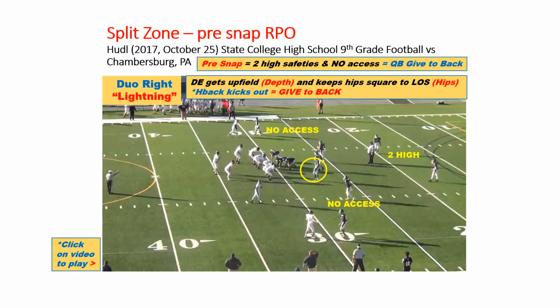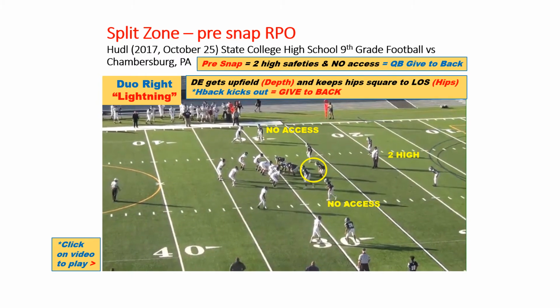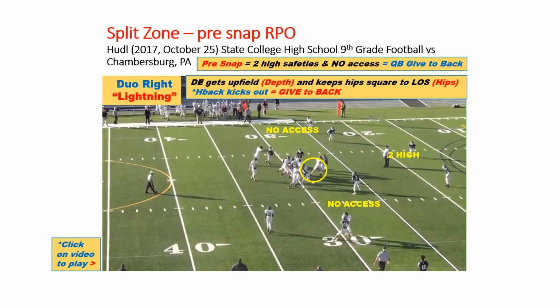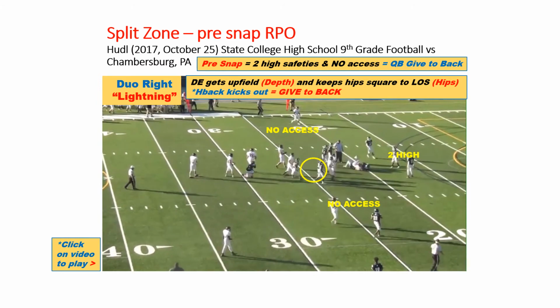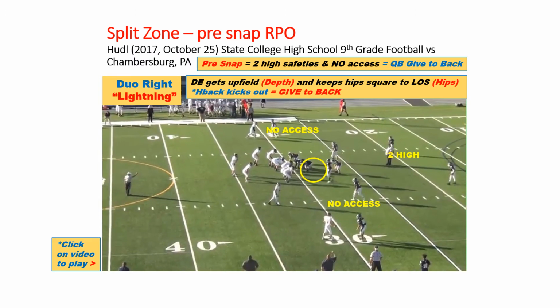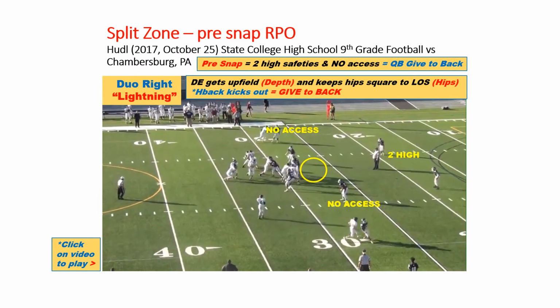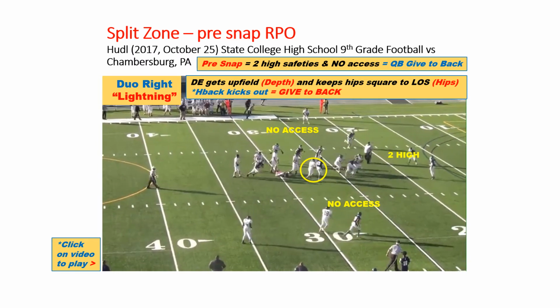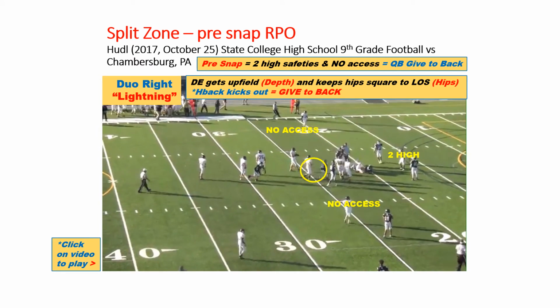Here's an example of it. This is our 9th grade running this. We are in a duo right formation, so we've got the H set to the left, so we're going to call lightning to the left. You can see we have no access. They are out over our X and out over our A slot receivers. So now we've got two high safeties. There's only 6 in the box. This is going to be a give all the way. Again, split zone, back is north and south, 10 yards, first down play.